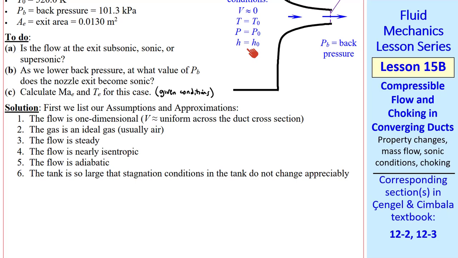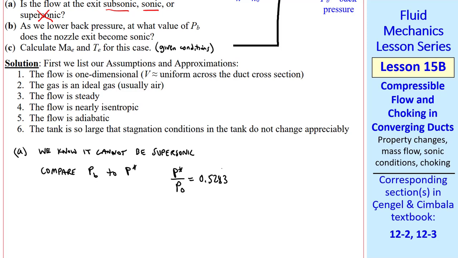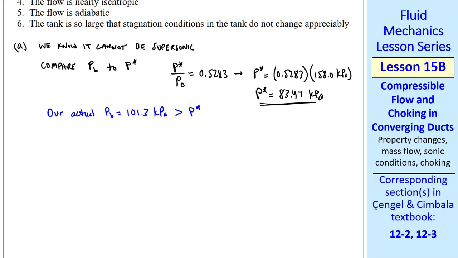Part A, we know that the flow cannot be supersonic as we discussed above, so that one's definitely not the case. But is it subsonic or sonic? To find out, we compare PB to P star. For air, P star over P naught is 0.5283, so P star is 0.5283 times our given value of P naught, so P star is 83.47 kPa. But our back pressure is larger than this, so we have the case of PB being greater than P star. So this flow is subsonic everywhere and not choked.